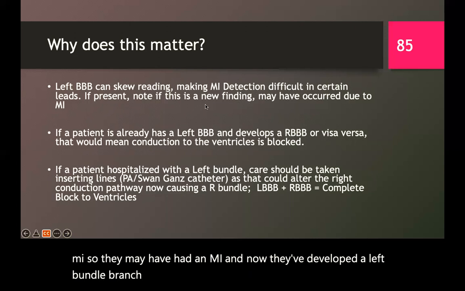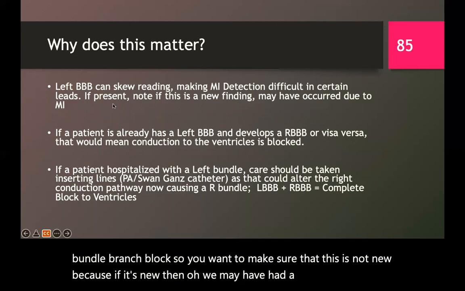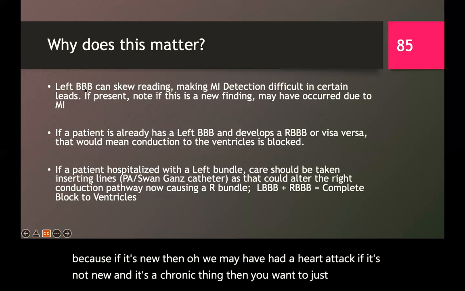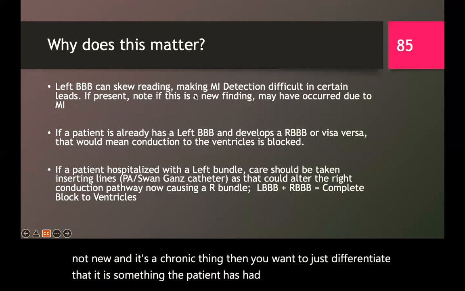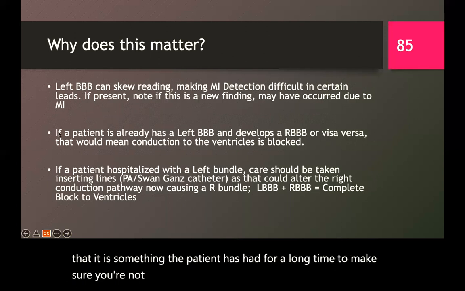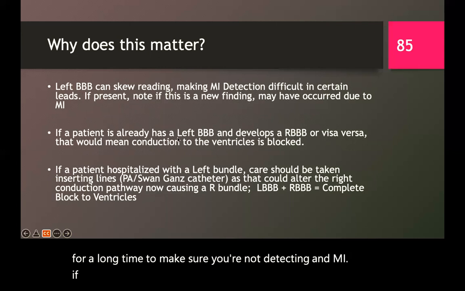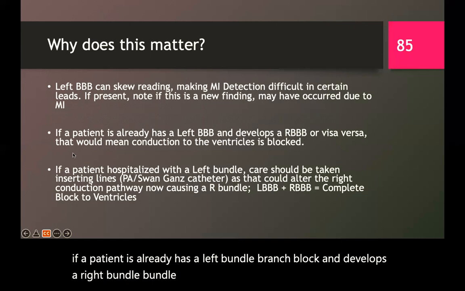So you want to make sure that this is not new, because if it's new, then we may have had a heart attack. If it's not new and it's a chronic thing, then you want to just differentiate that it is something the patient has had for a long time to make sure you're not detecting an MI. If a patient already has a left bundle branch block and develops a right bundle branch block or vice versa, that would mean conduction to the ventricles is blocked.